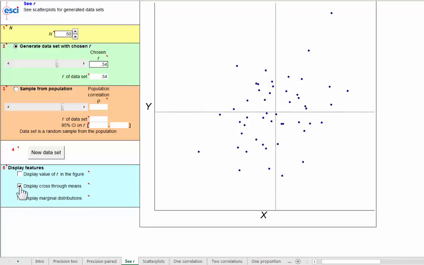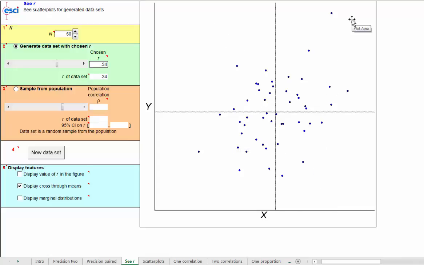But if we put a cross through, crosshairs through the mean of x there and the mean of y there, now look at the four quadrants. We can call top right and bottom left the matching quadrants, because here we've got a positive deviation of x from the mean and also positive deviation of y. And down here, negative deviation of x, negative deviation of y. So here we've got matching, positive, positive, negative, negative. And these are the mismatching quadrants.